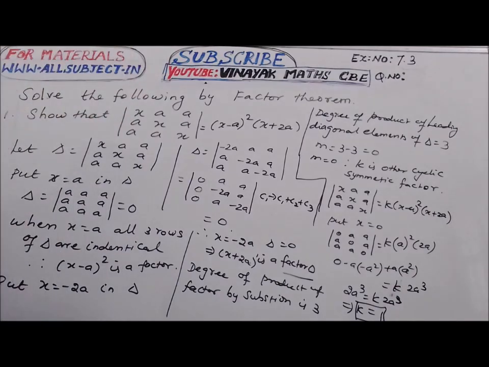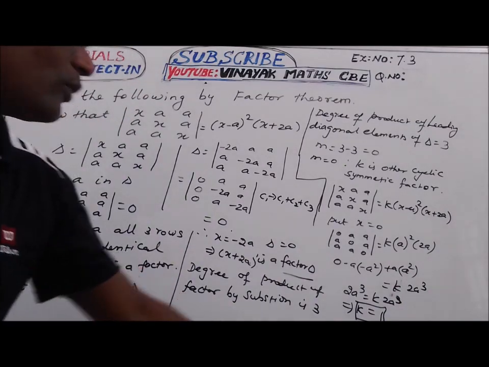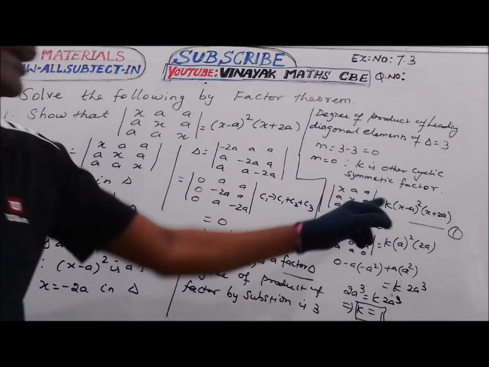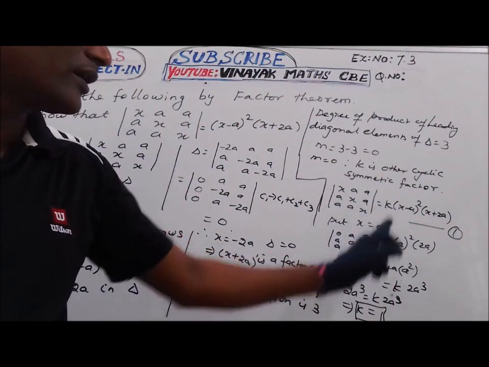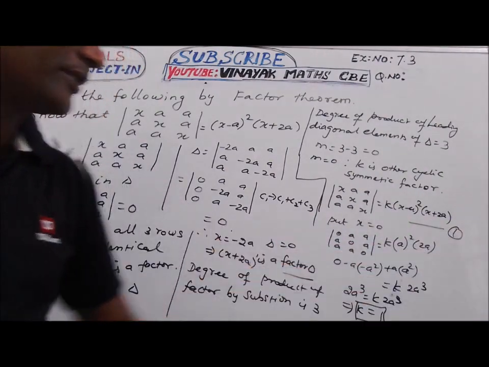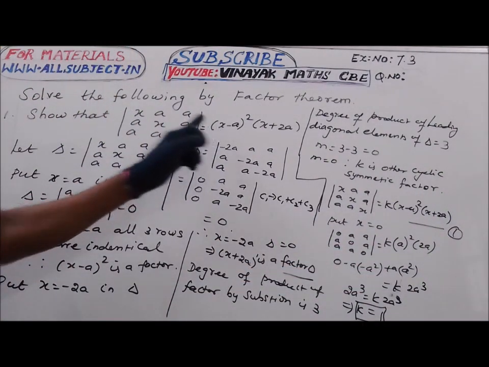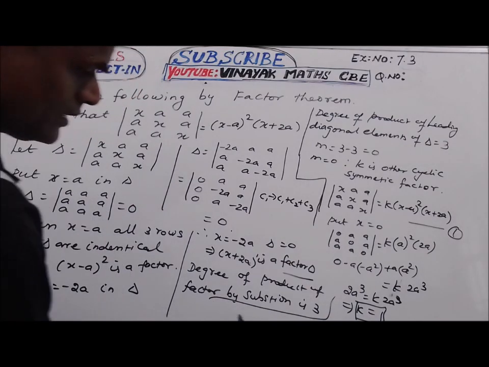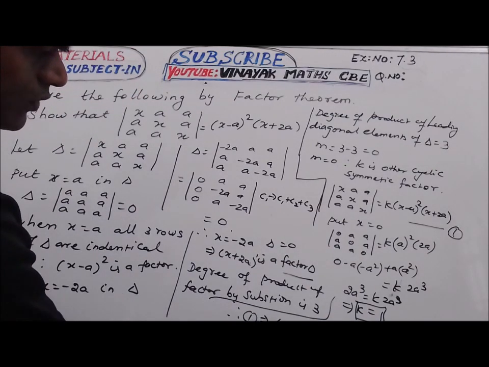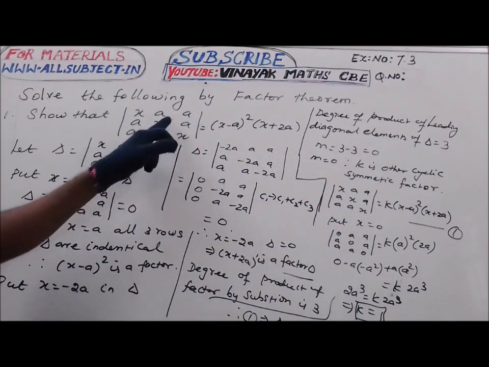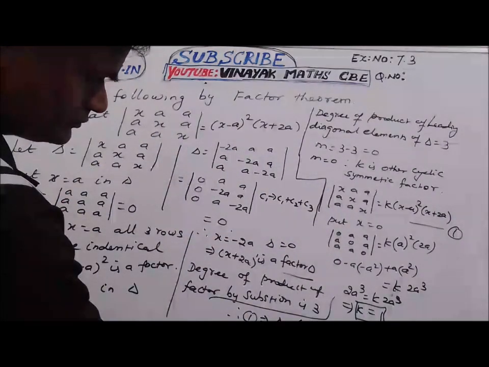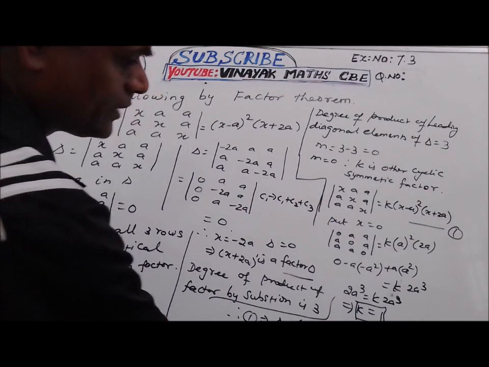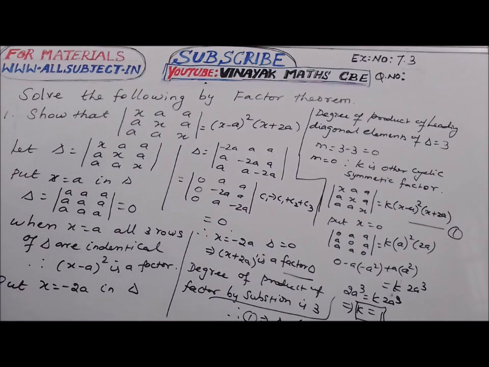So we have found the value of k as 1. Substituting k equal to 1 in the above equation 1, we will get the determinant x a a, a x a, a a x equal to 1 into (x minus a) square into (x plus 2a). That is our required answer, which implies the left hand side is delta, delta equal to (x minus a) whole square into (x plus 2a).